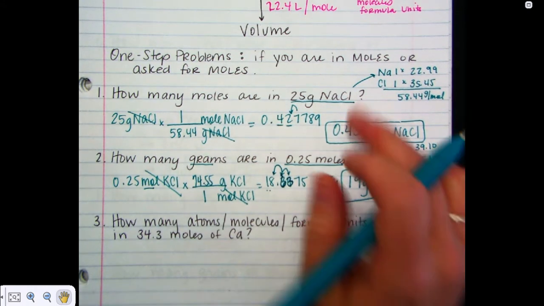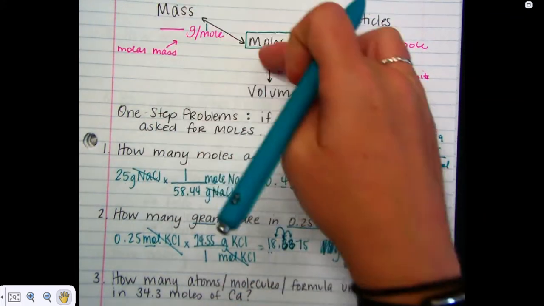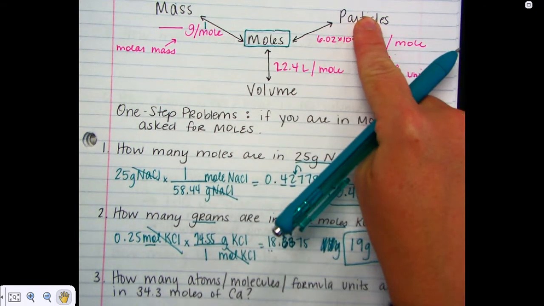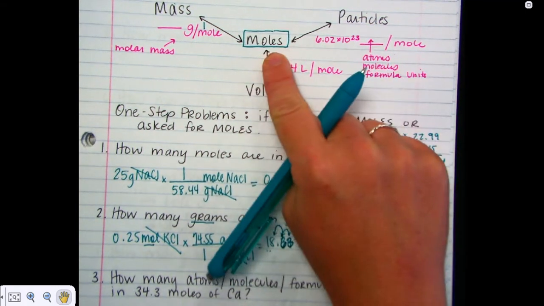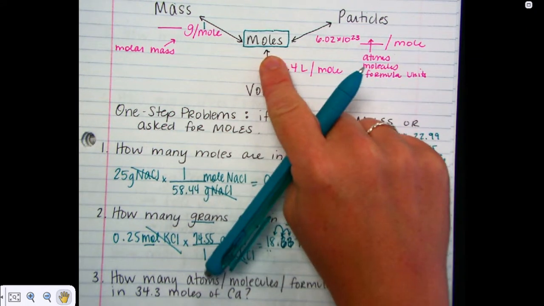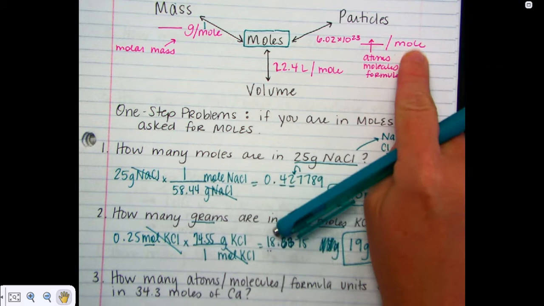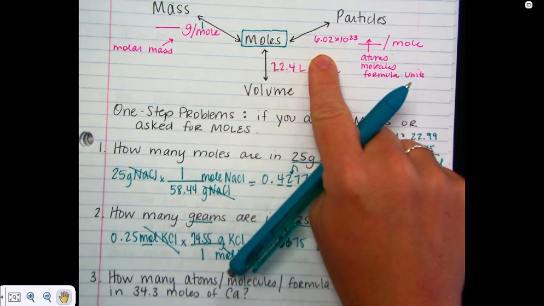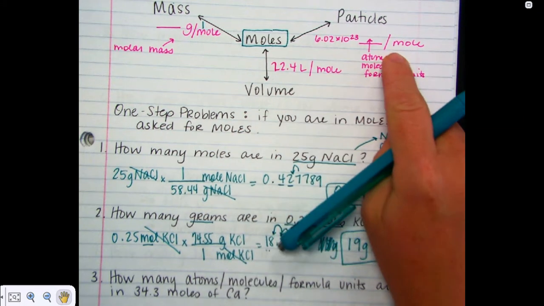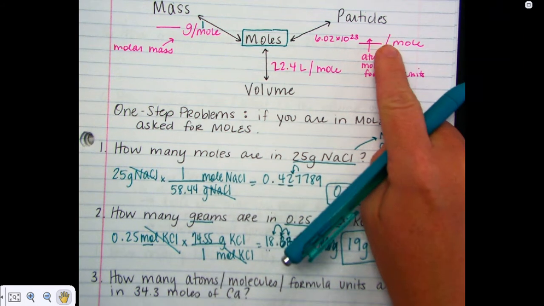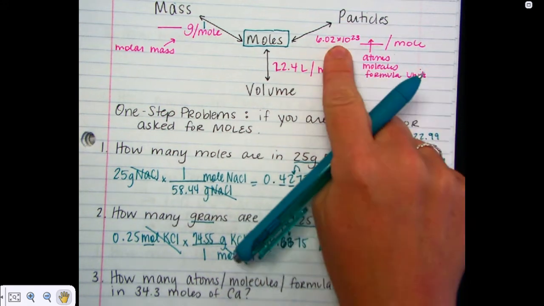Okay, so that kind of takes care of the math side of our highway. So now we're going to go down our particle side. So moles to particles and particles to moles all uses the same conversion factor. That 1 mole is equivalent to 6.02 times 10 to the 23rd atoms, molecules, or formula units. It does not matter which one of these things you're going to. It's still atoms, molecules, or formula units is Avogadro's number.